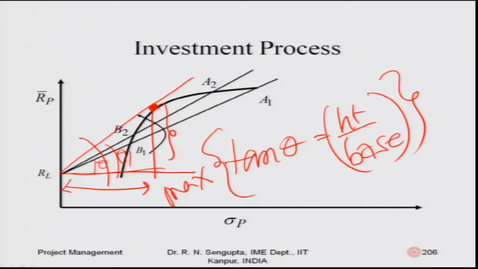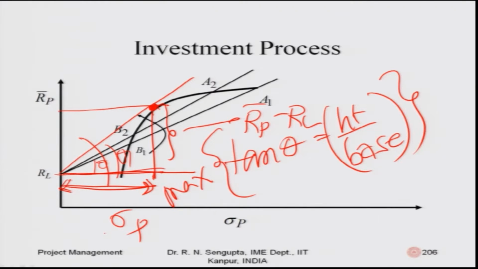If I see how the value comes, this value will be Rp, this value is given as RL or Rf. So, this difference is given by Rp minus RL and this base is given by sigma p. If I put in the formula, this value is (R bar p minus RL) by sigma p. So, sigma p, RL and Rp are in the formulation such that trying to increase the tan of that angle also gives me the same concept in a different way, trying to maximize and use the concept of the safety first principle.